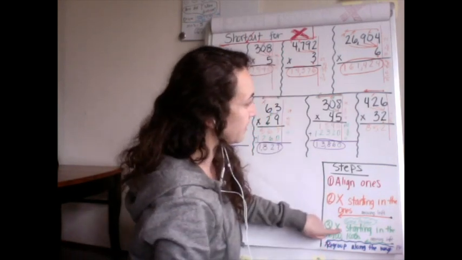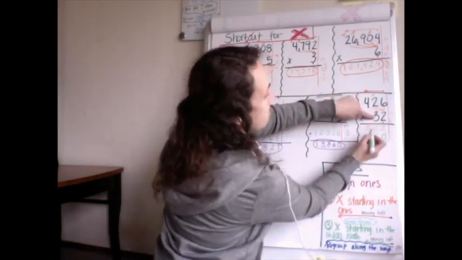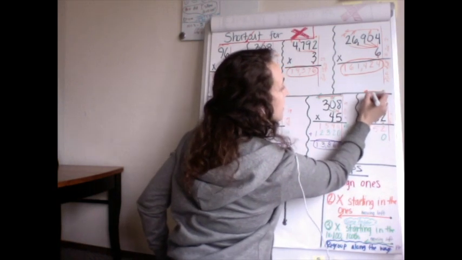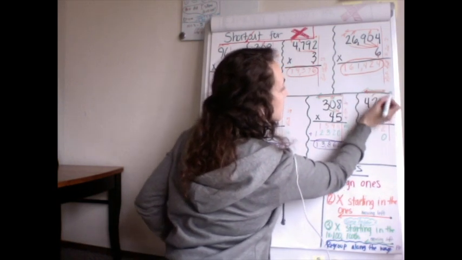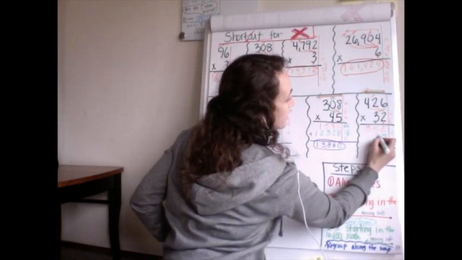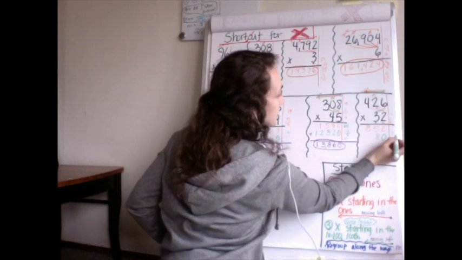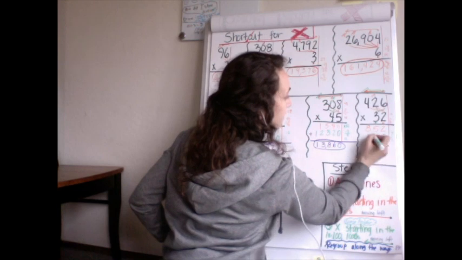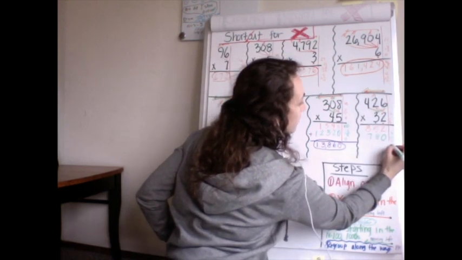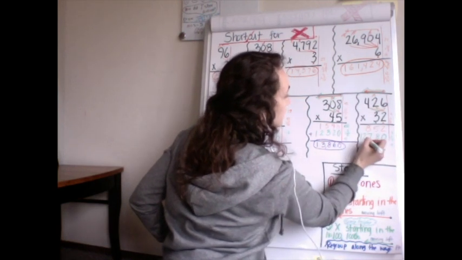Step 3, going to my tens. This is a 10, so I put my space holder. And now I'm starting in my tens space, but on that top number, starting in my ones place, moving to the left. So 3 times 6 is 18. My 8 goes down. My 1 gets regrouped. 3 times 2 is 6. 6 plus 1 is 7. 3 times 4 is 12. My 2 goes down. My 1 gets regrouped. 1, 2, 3, comma.